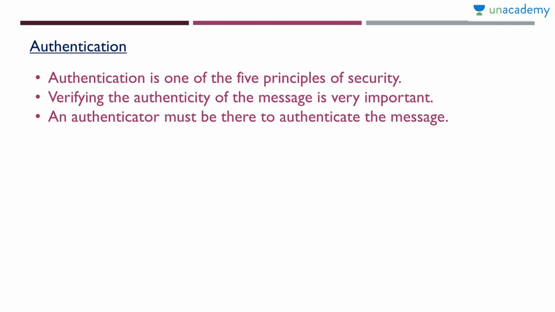So in this lesson we are going to study Message Authentication Code. First, what is authentication? Authentication is one of the five principles of security. We learned the five principles of security, and authentication is one of them. Verifying the authenticity of a message is very important, isn't it? It's very important to authenticate the message and the sender. So there must be an authenticator to authenticate the message. For authentication, we need an authenticator.